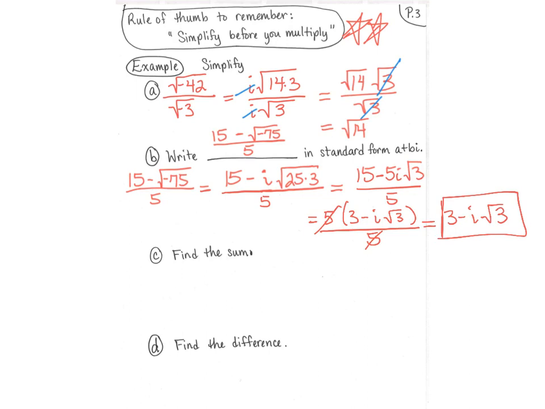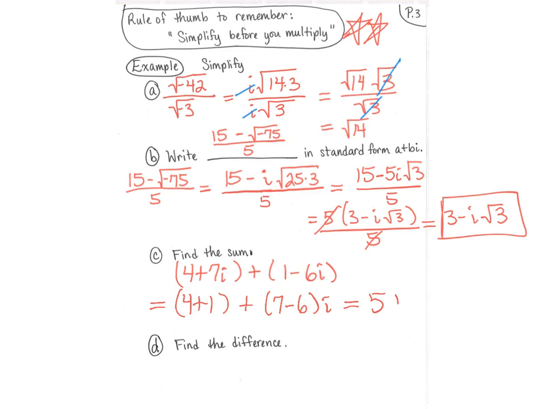Now we're going to go through an example where we find the sum of two complex numbers. So we're going to find the sum of 4 plus 7i plus 1 minus 6i. Well, you add your real parts together, meaning you add your 4 and your 1. What do you get? I'll write the steps in here. So you have 4 plus 1 plus 7 minus 6 times i. That gives you 5 plus 1i, or 5 plus i.